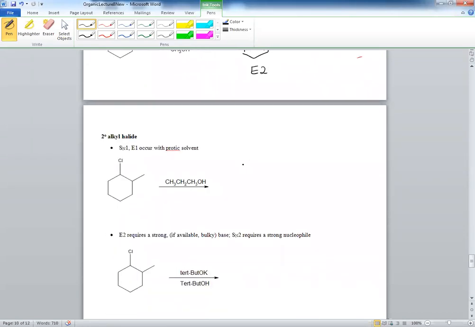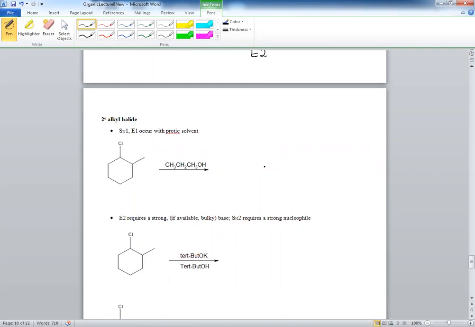Now, when we go to the secondary alkyl halide, this is where it gets a little bit more involved. If you have a protic solvent, a weak solvent like this, then you are sure that this is going to be an SN1 E1. It's a weak solvent, weak base, weak nucleophile.